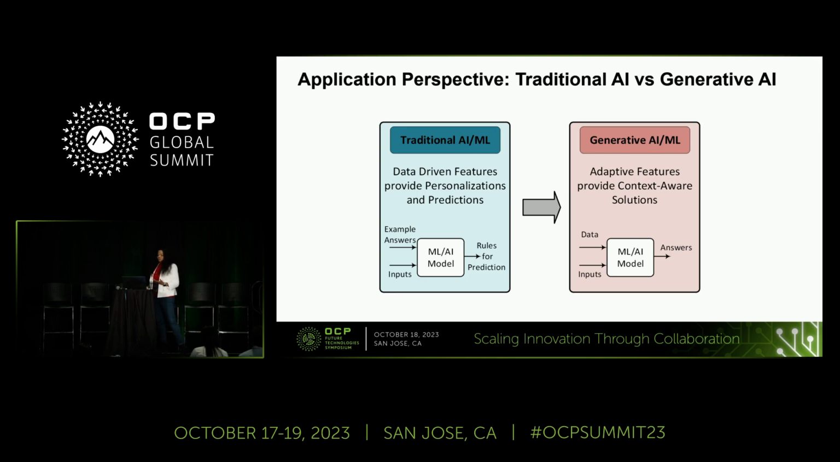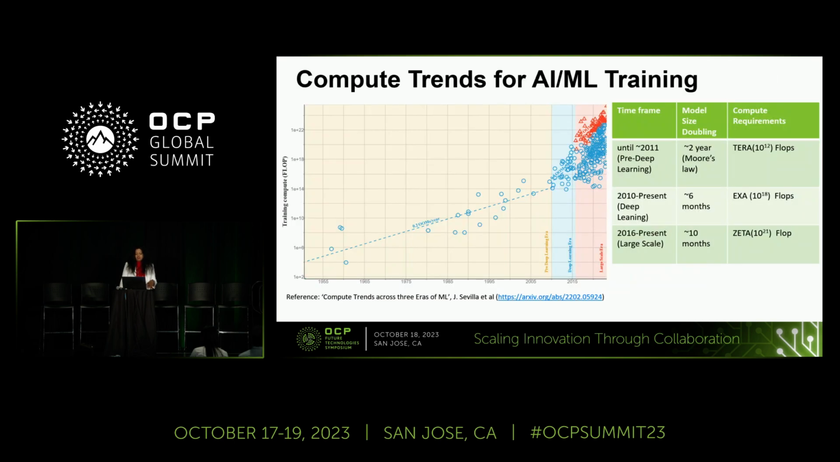To understand the challenges that are posed by these models, let's look at some of the trends. We'll start with the compute trends for AI/ML training. As per the reference on the slide, if you look from the beginning of the ML journey, maybe from the 1950s or so, we can classify it into three eras. The first is the pre-deep learning stage, which started around the 1950s and lasted until the early last decade. During this time, the models doubled every 2 years, which coincides with Moore's law. The computational capabilities reached about a teraflop.